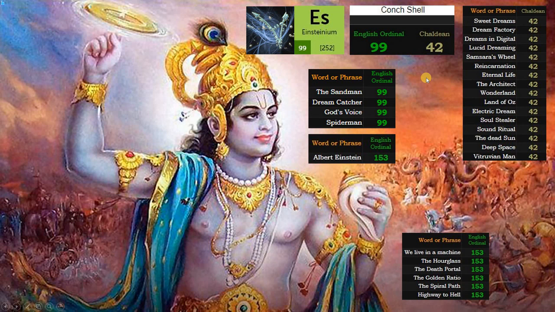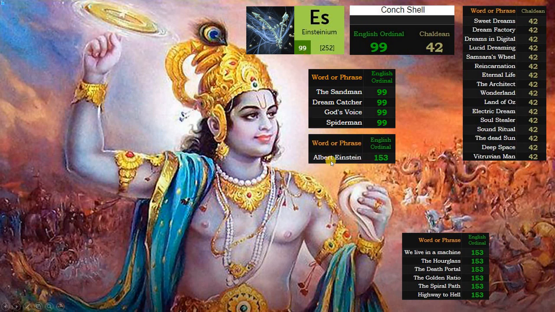So let's go back to Vishnu and his symbols. We already saw the navel and the lotus flower. So now we are going to speak about the conch shell he's holding. And the conch shell is 99 in English ordinal, matching element Einsteinium. And this is a reference to Albert Einstein.